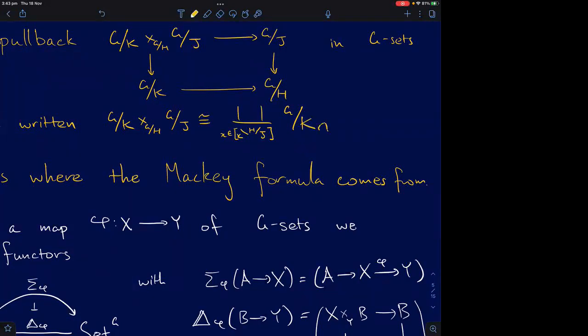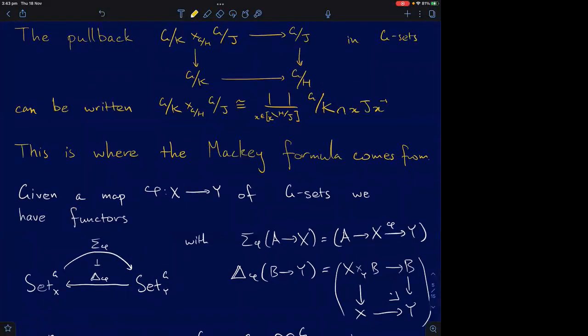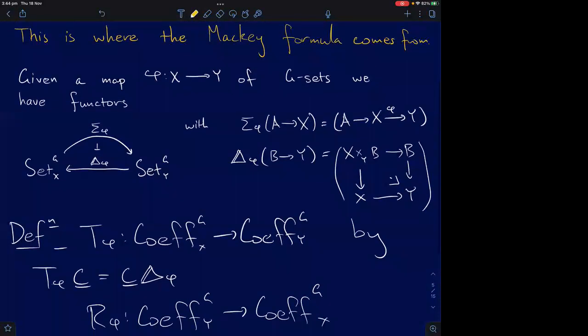K intersect the conjugate of J by X. All right, so this is where the Mackey formula comes from, that you get from composing an induction and a restriction.